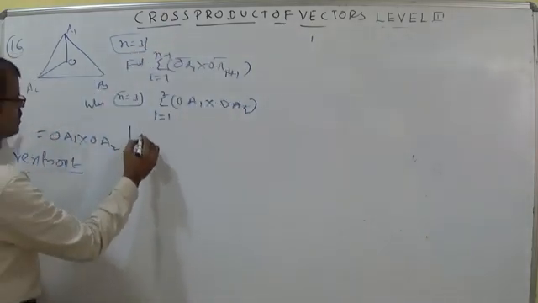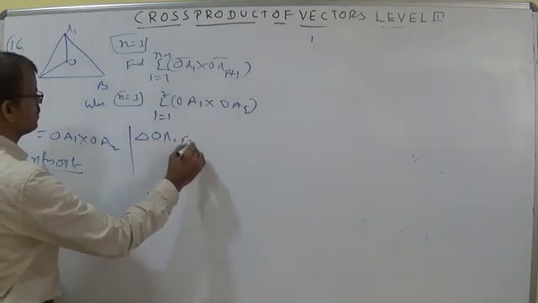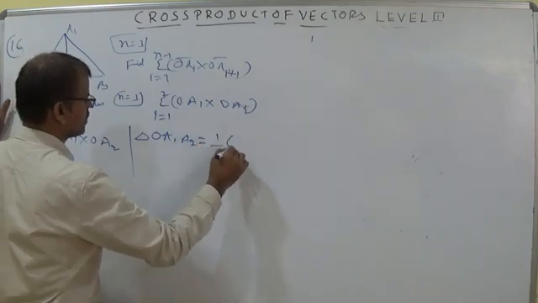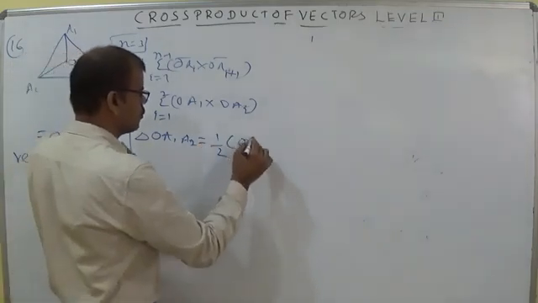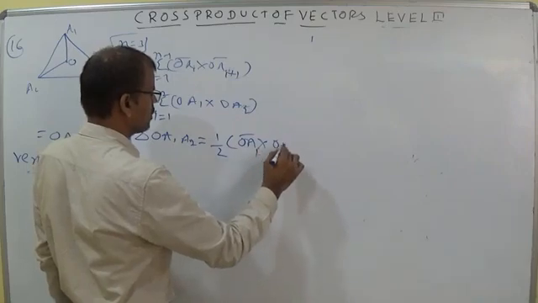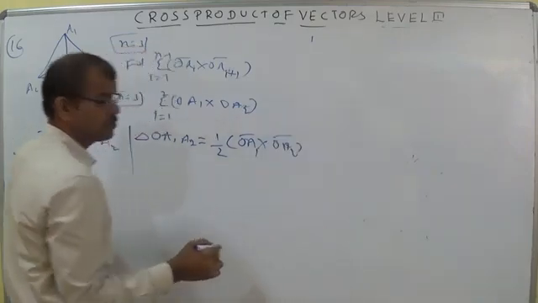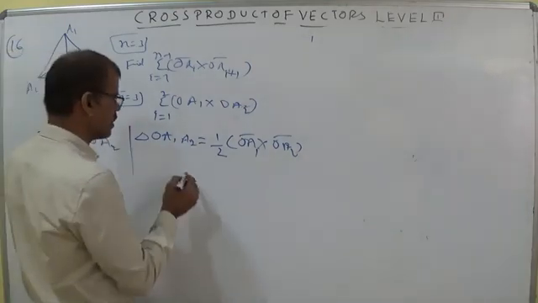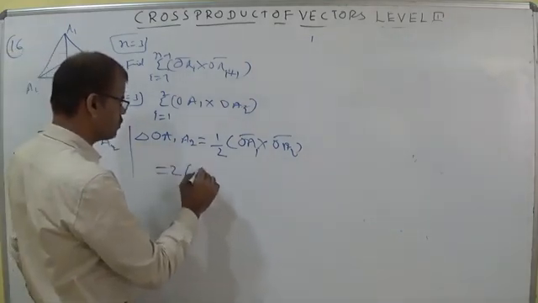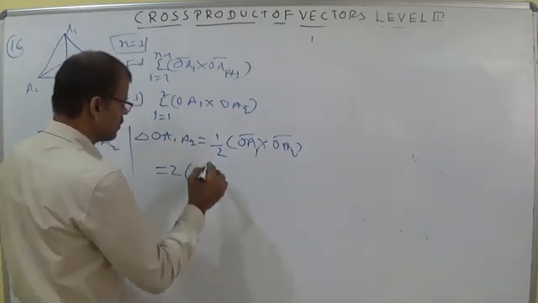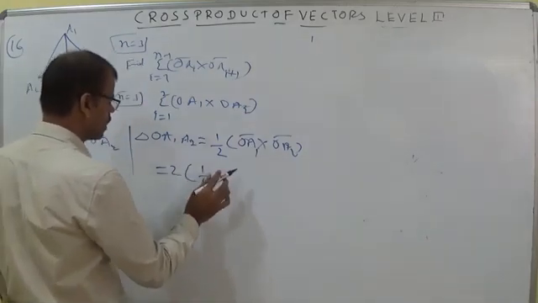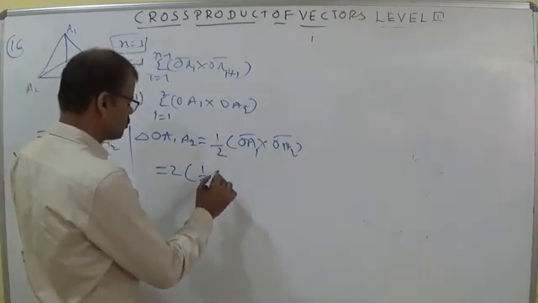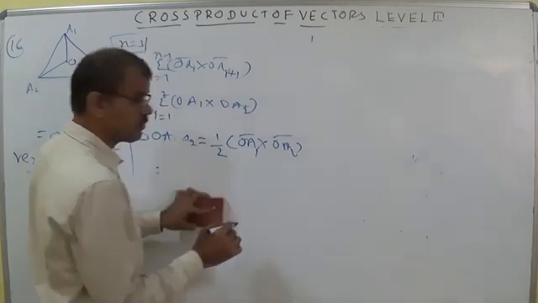Let us discuss the area of triangle OA1A2. Regarding the area of a triangle, I am discussing the formula 1 by 2 into OA1 cross OA2. It is nothing but delta. So you can say that if you multiply with 2, 2 into delta, you write 2 into area, you can write 2 into 1 by 2 into area. Area formula 1 by 2.